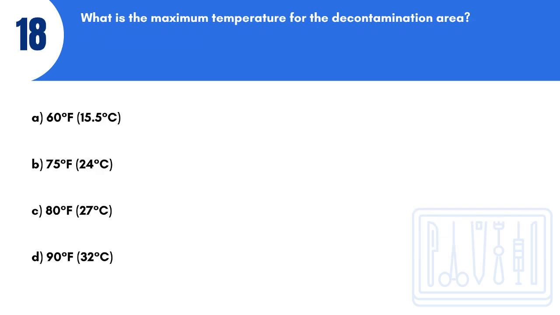Question 18. What is the maximum temperature for the decontamination area? A. 60 degrees Fahrenheit, 15.5 degrees Celsius. B. 75 degrees Fahrenheit, 24 degrees Celsius. C. 80 degrees Fahrenheit, 27 degrees Celsius. D. 90 degrees Fahrenheit, 32 degrees Celsius.